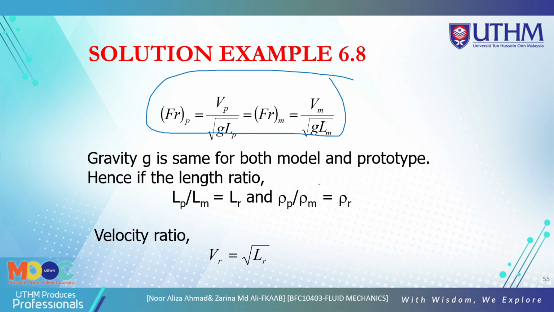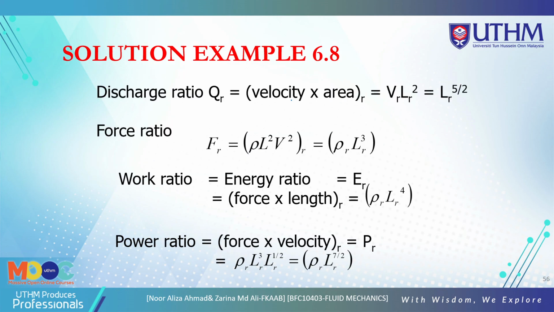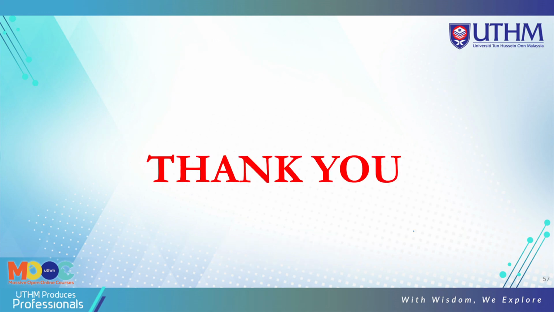Sorry, FR is the Froude number. For the velocity ratio, just put the values here and you get the value. Just put using the DA, and so on, to get the force ratio. For the force ratio and work ratio, just put in the values, and you get the value.